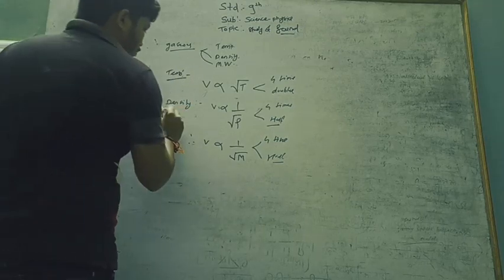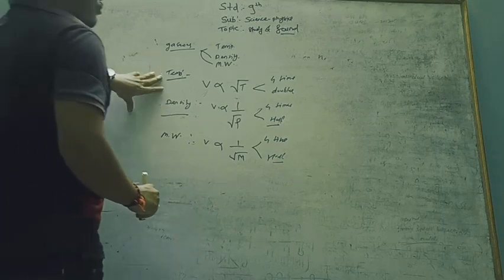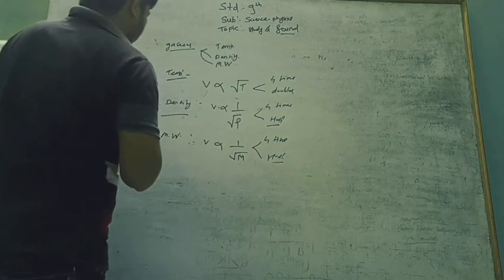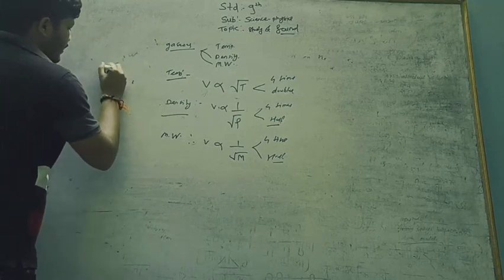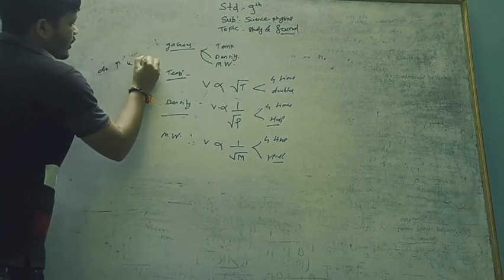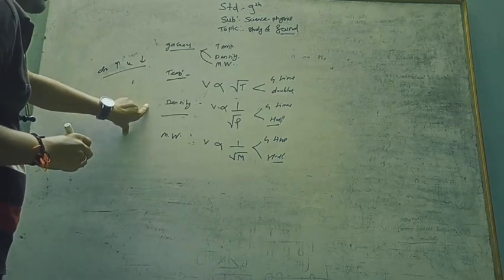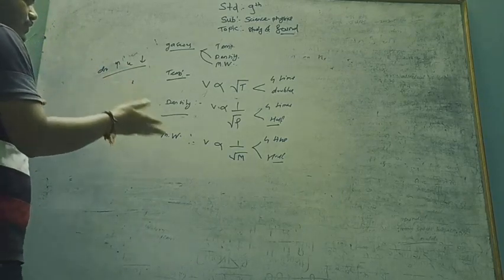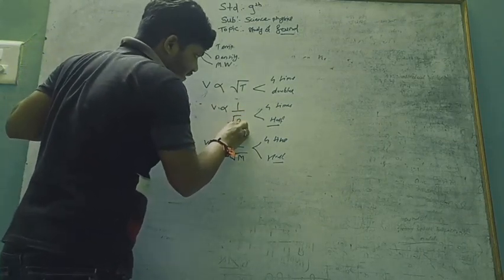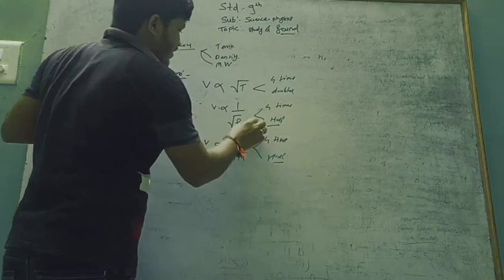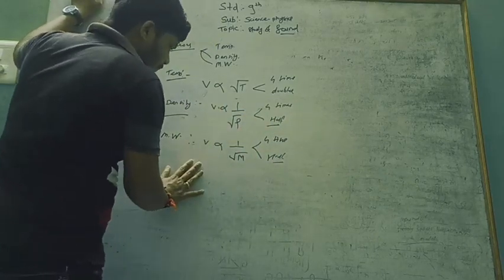Now in the case of density, the velocity of the sound is inversely proportional to the square root of the density. This means when the density increases, the velocity decreases. That is an inverse proportion. But in which ratio? When the density increases 4 times, the velocity decreases by half. Okay, it means it decreases by 50%.